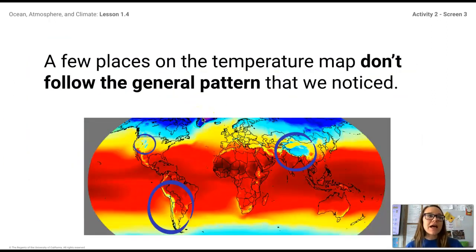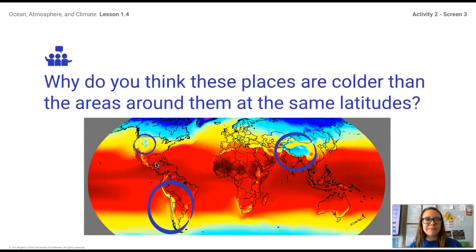There are a few places on the map that don't really follow our pattern. Remember, patterns are things that we see that happen frequently or over and over again. These places don't follow our general pattern, and they are circled here, and we're going to investigate those further coming up, but I just wanted to point those out for you today. But why do you think these places are colder than the areas around them at the same latitudes? So take a moment, think about this question, and answer it now.